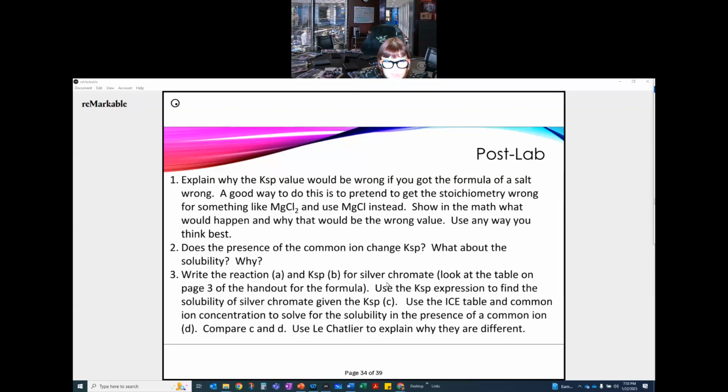In terms of the post-lab, you'll need to talk about why it's important to know what the actual formula is to be able to determine KSP. Okay, so that's important. You may want to use the example for MgCl2 versus MgCl and what would happen if we looked at the two of them. Explain, would you expect the value of KSP to change because of a common ion? Okay, what changes, what doesn't?